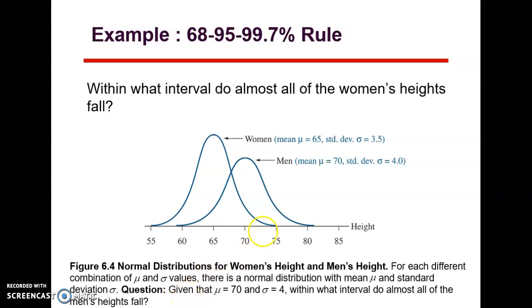So if I'm looking, let me click this to get the cursor showing. So right here around 65, there's a lot of women who are that height. If you look at men, there's a lot of men who are that height. But there are more women who are that height than there are men who are that height. Hopefully that helps you a little bit.